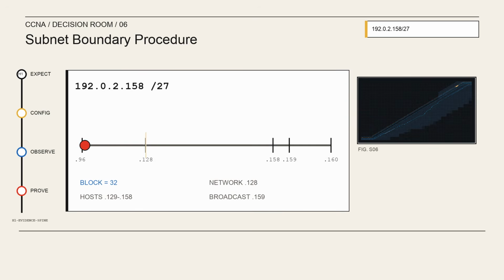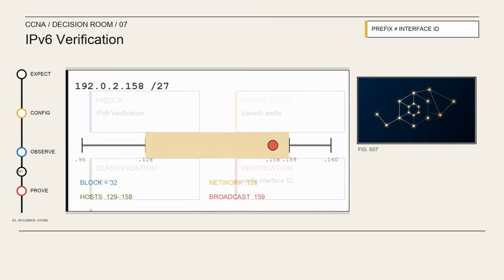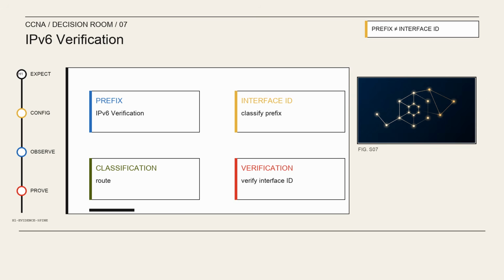Practical advice: stop treating subnetting as a recognition trick. Make it a short procedure. For a /27 network, the block size is 32. If the address is 192.0.2.158, the boundaries are 0, 32, 64, 96, 128, 160, and 192. So, the network is 192.0.2.128. The broadcast is 159, and usable hosts are 129 through 158. Write block size, boundary, broadcast, and host range every time.